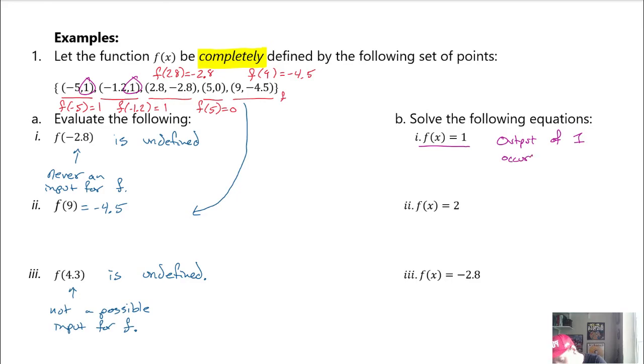It occurs twice, at an input of negative 5 and negative 1.2. So we'll say the solution set is the set containing negative 5 and the number negative 1.2.